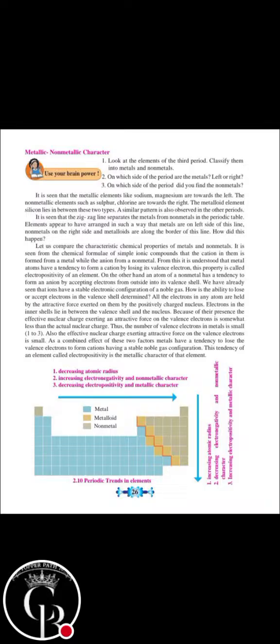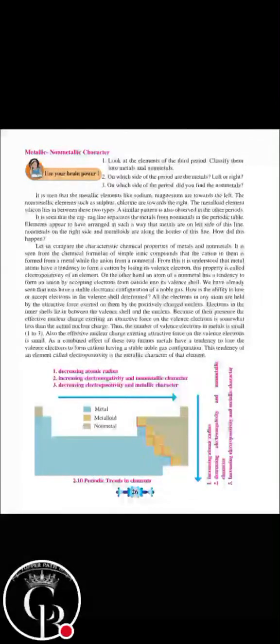The penultimate shell is a complete octet. Therefore, the metallic character of an atom is its tendency to lose electrons. Therefore, the following trend is observed: the metallic character of elements increases while going down the group.